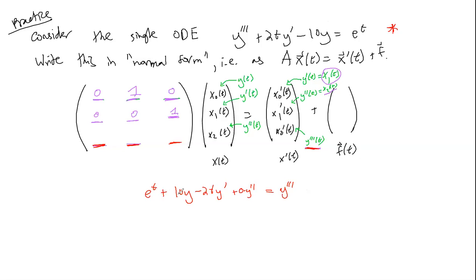Yeah. And so this gives us our coefficients. So we have y triple prime equals 10 times y, that's 10 times x0, negative 2t, x1, and there's 0 copies of the second derivative. And then we have this extra e to the t. So because bringing it over, it's a minus e to the t. I'm just rewriting the differential equation. Okay, and now that's our normal form. Here's our matrix. Here's x, x prime, and here's f.